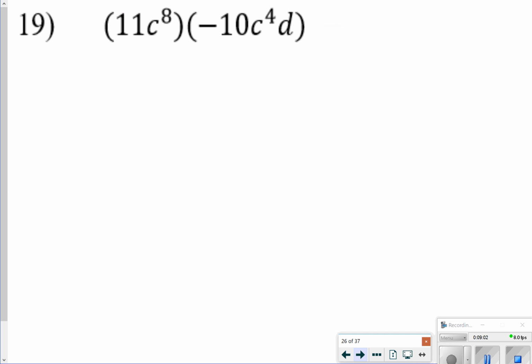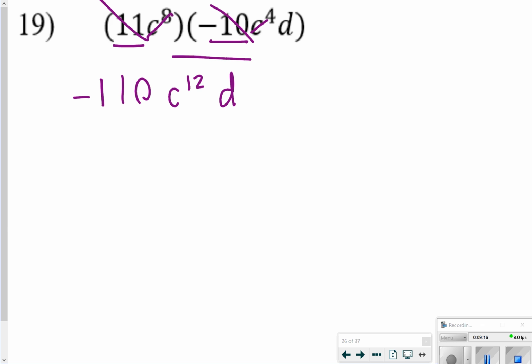For number 19, again, I'm going to go ahead and multiply 11 times negative 10. That is negative 110. And then I can multiply the c's. C to the 8th and c to the 4th is c to the 12th. And then d was all by itself, so it doesn't have to be added with anything.